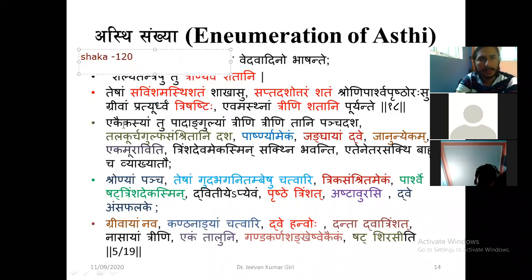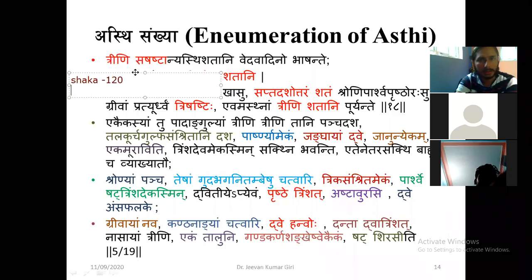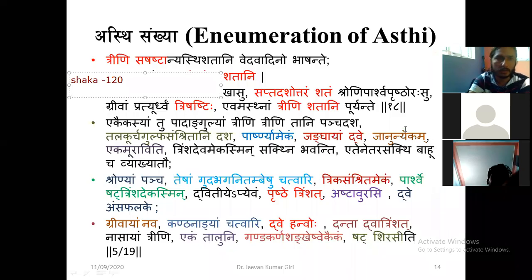Now see here, this sloka now. Which number sloka? First, second, third, fourth number. So see this fourth number now. See here what he has mentioned. This is again by Acharya Susruta only. Now see here how the bones are distributed in the sakha. Now we are going to see here.